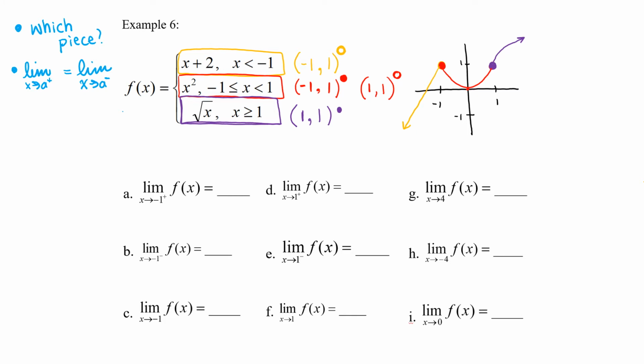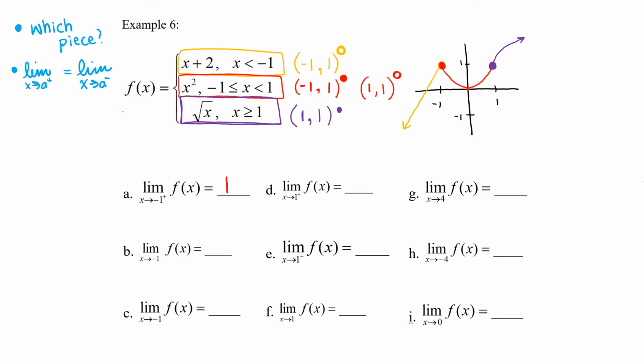Let's take a look. So we have the limit as x approaches -1 from the right. So if I'm approaching -1 from the right, that means that I want to be larger than -1, but still close to -1. So that means I'm looking at this piece of my function, where x is larger than -1, but still -1 is included on the domain of that piece. So as x is approaching -1 from the right, I'm approaching 1.